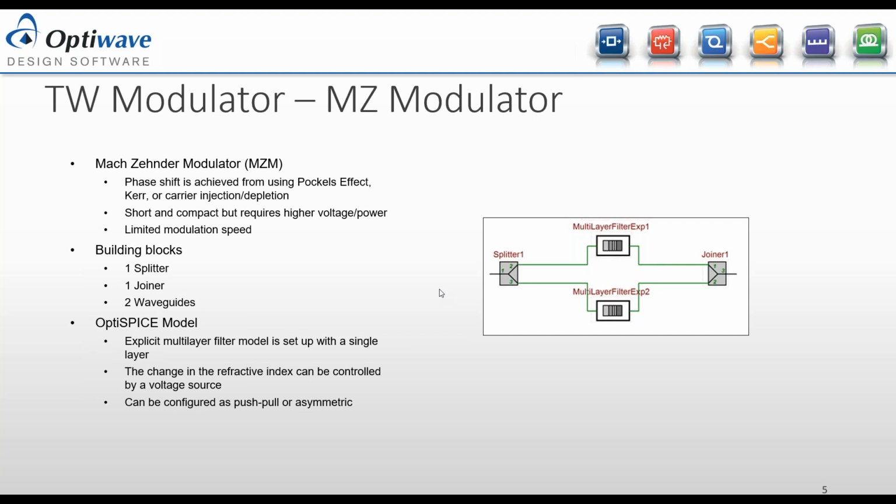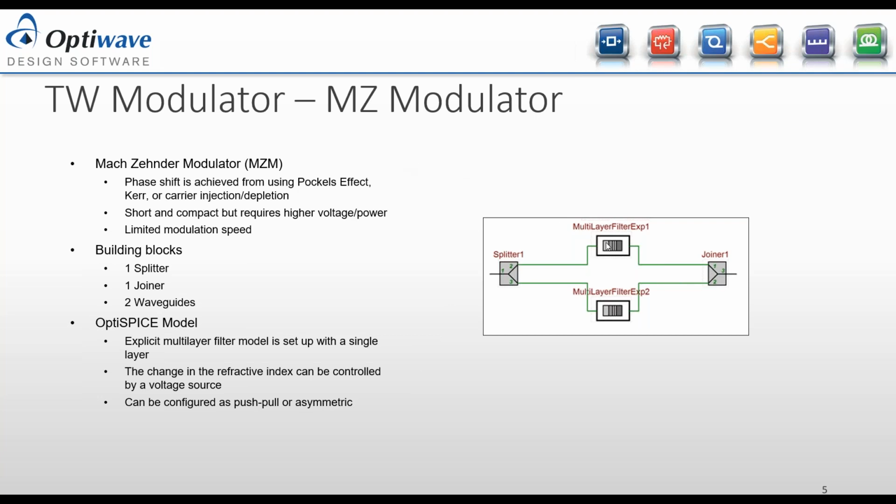So as you change the refractive index of both or a single arm, you will see that at the output of this Mach-Zehnder modulator, the waves coming from different arms are going to either interfere constructively or destructively, therefore you can modulate your signal.